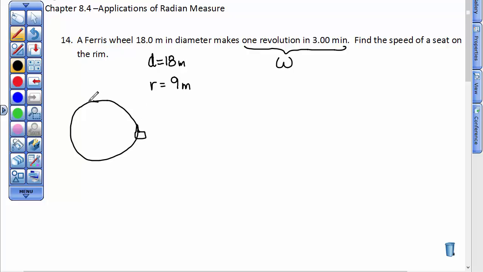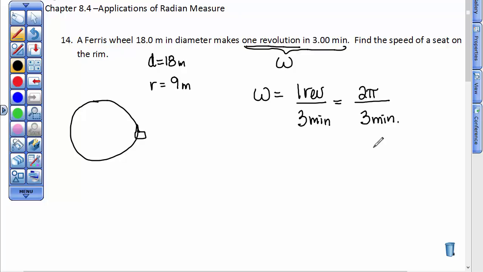One revolution every 3 minutes. I'm going much faster than it actually moves. At any rate, this one revolution for omega has to be converted into radians. It's one of the biggest things you can garner from this. So you could just replace 1 rev with 2 pi radians in a rev. So you have 2 pi radians in 3 minutes time.